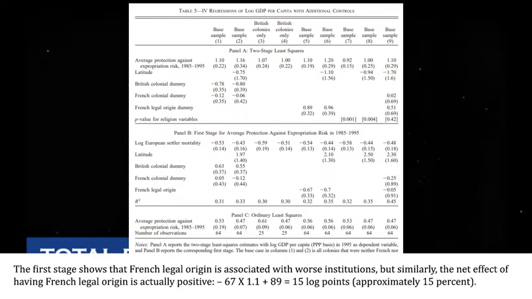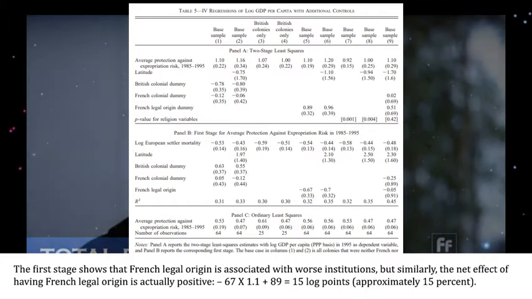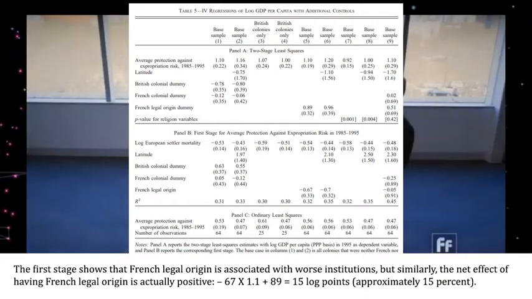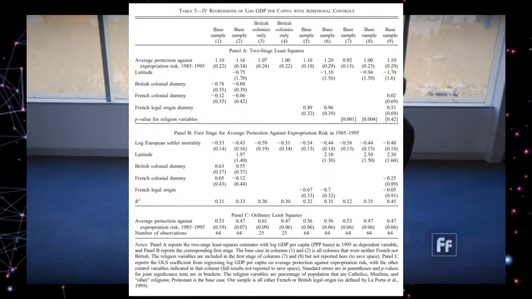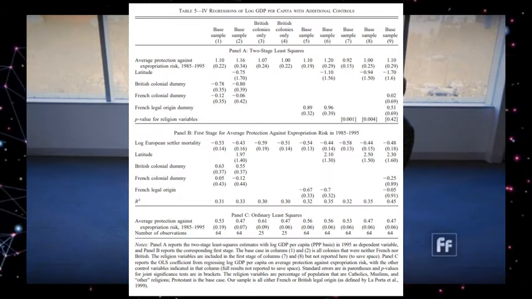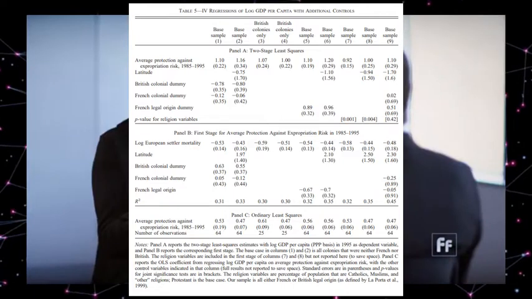An argument dating back to Max Weber views religion as a key determinant of economic performance. To control for this, in columns 7 and 8, we add the fraction of the populations that are Catholic, Muslim, and of other religions, with Protestants as the omitted group.